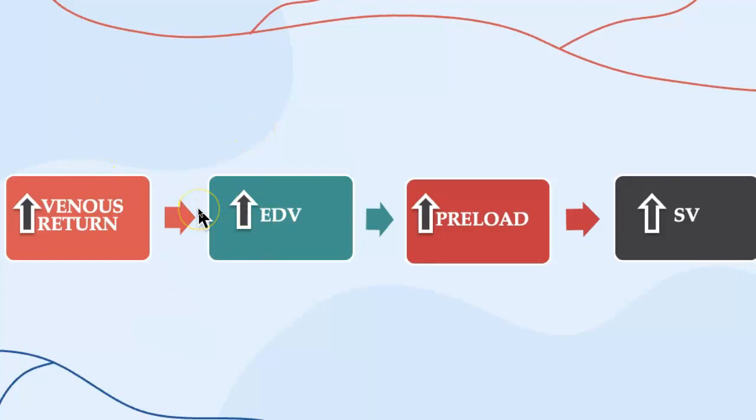This slide explains the Frank-Starling mechanism. So, an increase in the venous return will lead to an increase in the EDV, which leads to an increase in the preload, which results in an increase in the stroke volume.